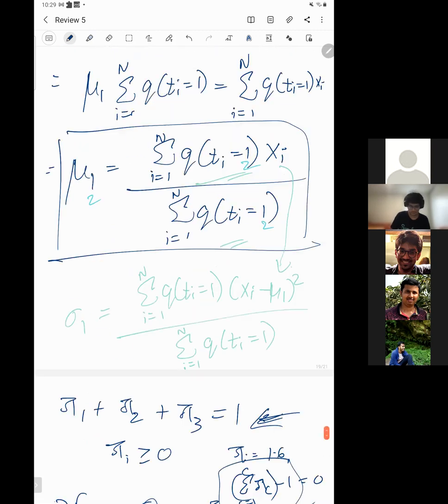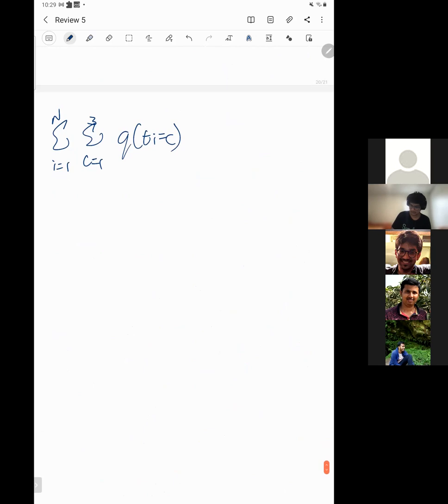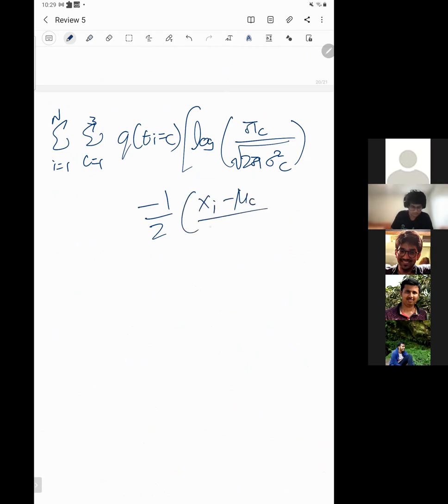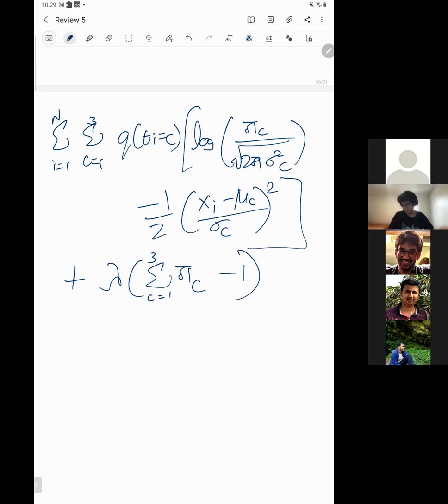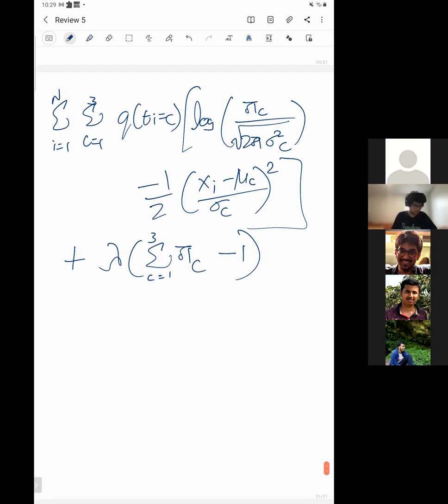And now, this same equation, I'm just writing it over here again. Log of pi c. Yep, and now what you need to do is just differentiate this with respect to pi 1, pi 2, pi 3 and equate it to 0.